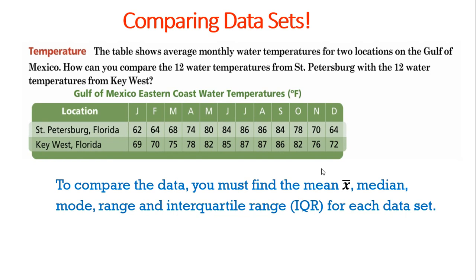So in order to compare data, we really should be comparing the mean, or x bar, that little x with the flat line on top of it, along with the median, the mode, the range, and the interquartile range for each data set, to make a really good inference about what's actually happening with this data. Rather than saying St. Petersburg is colder, I want to know how much colder. Is it always going to be colder? By how much?